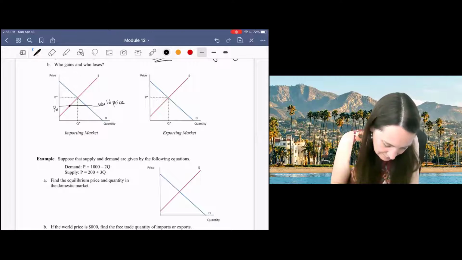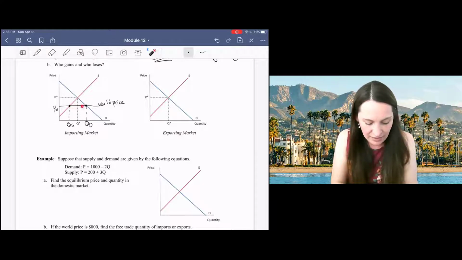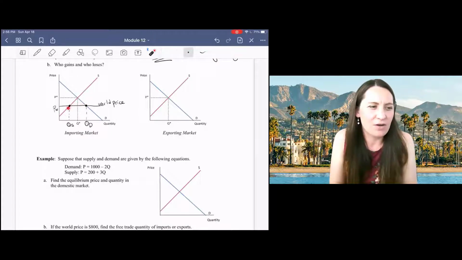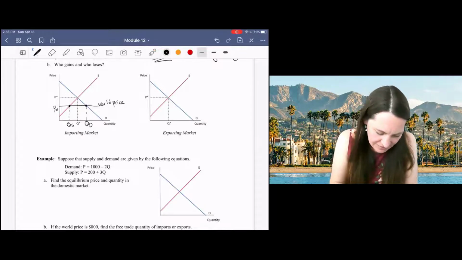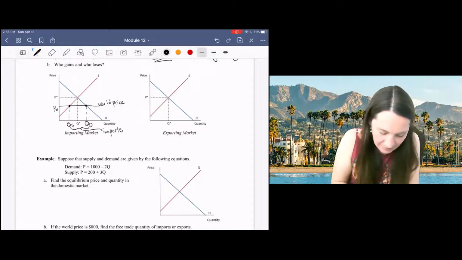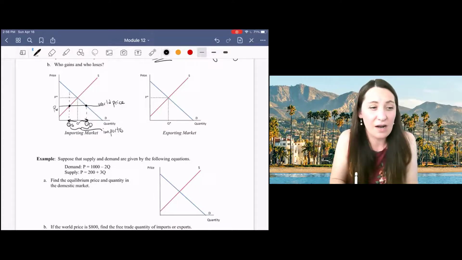Now we can see what happens is that the domestic quantity supplied and the domestic quantity demanded change. Unlike when we had a price control where this distance represented excess demand, here, because we have trade on the world market at this price, the difference between the quantity supplied and quantity demanded is the quantity of imports. So we see a decrease in domestic production, but an increase in domestic consumption of this product.